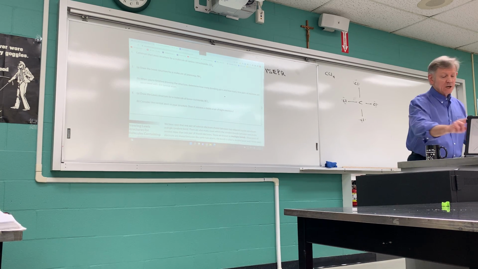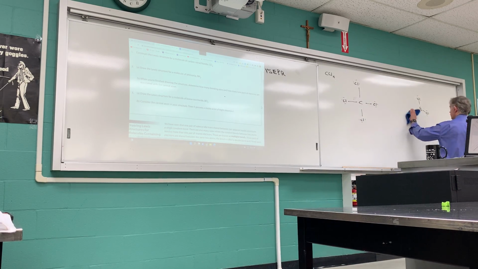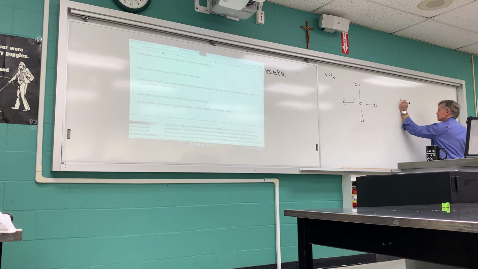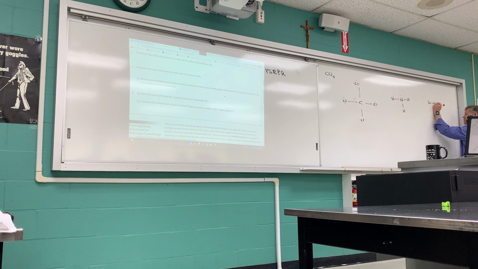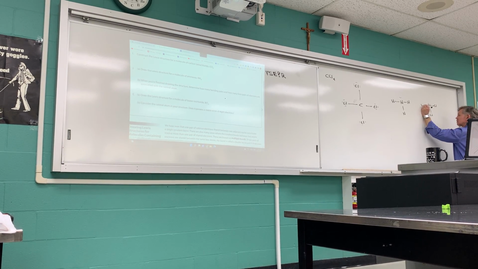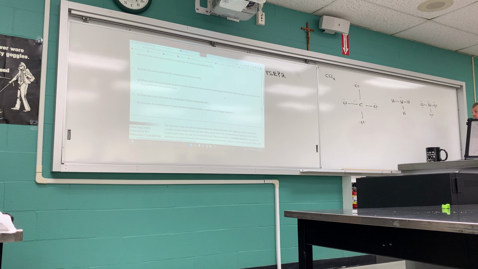If we'd have done ammonia, NH3, using exactly the same steps, we would have gotten this. And notice how similar that is to this. That was done in the book. As it turns out, the shape of that thing and the shape of this thing are the same.